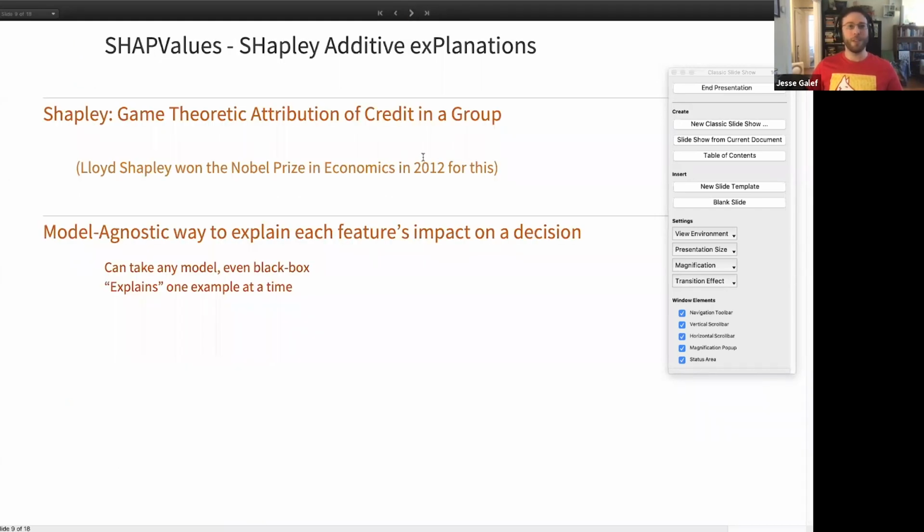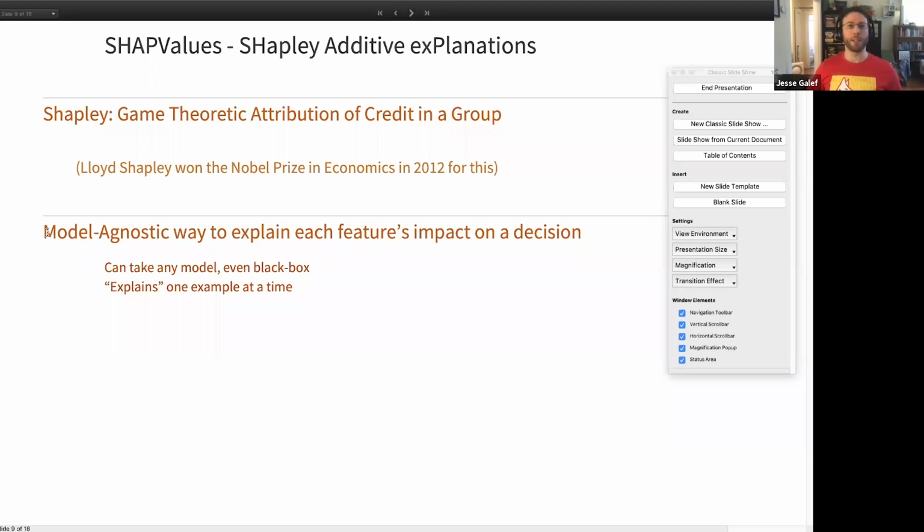Which brings us to the SHAPValues. This is what I've been working on, and I'm sorry I didn't make the acronym, but it's SHapley Additive exPlanations. The P from explanations is the last one, and it's a very meta acronym, or I guess, yeah, acronym, not initialism, referencing the Shapley game theory concept, which Lloyd Shapley won the Nobel Prize in economics for in 2012, which is a way to attribute credit or blame in a group. And it's used fairly recently. I think it was 2017.